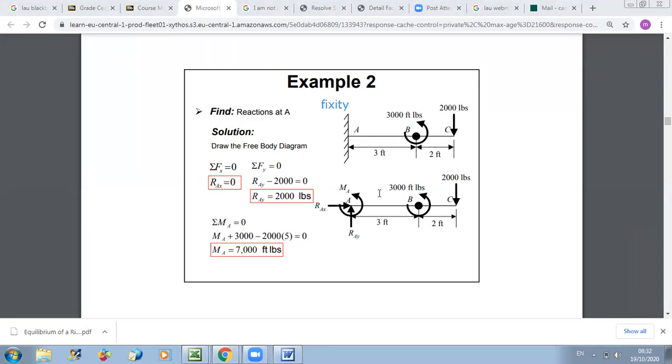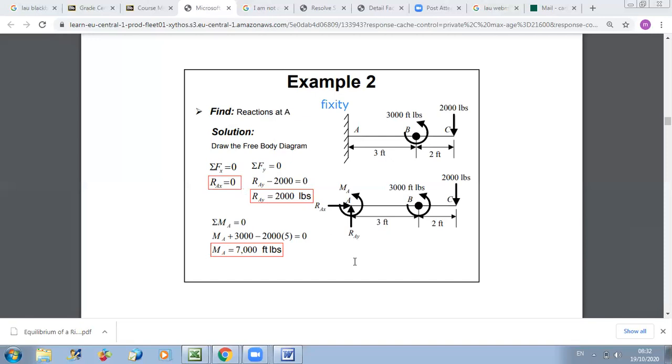We need to write 3 equations. Okay? So first, for RAX. In a fixity there is a moment. Yes. When you have a fixity, you have a resisting moment. Okay? So here, first, in order to find RAX, you don't have any force along X direction other than RAX. So if you write sum of X equals 0, it will give you that RAX is 0.